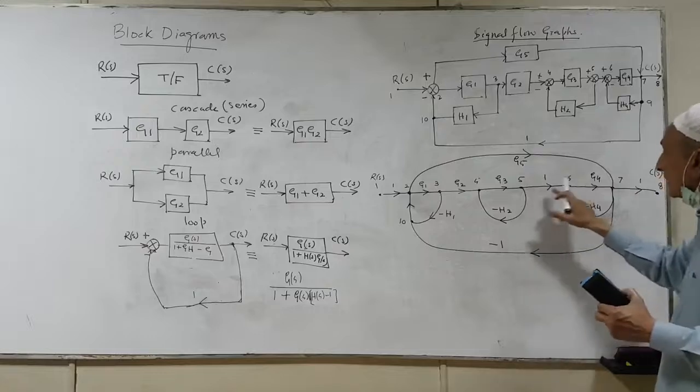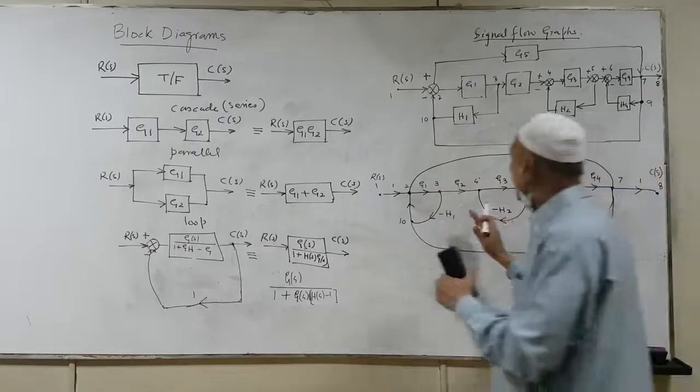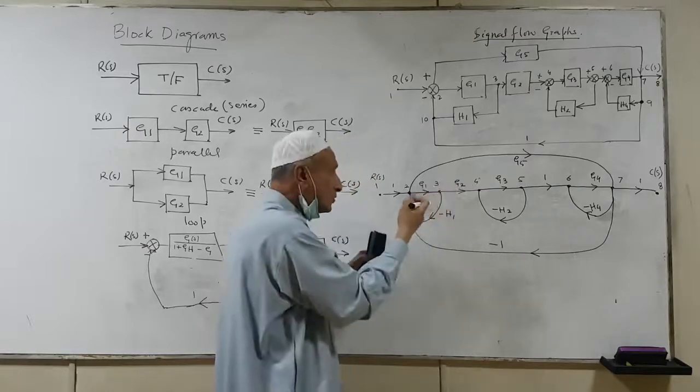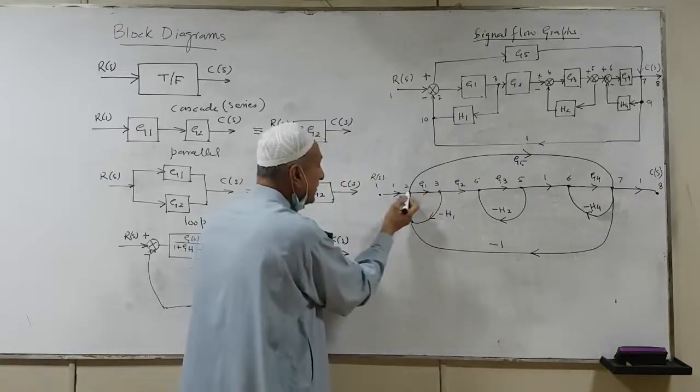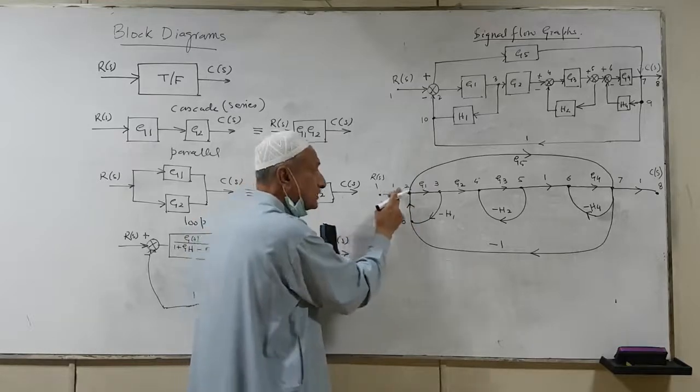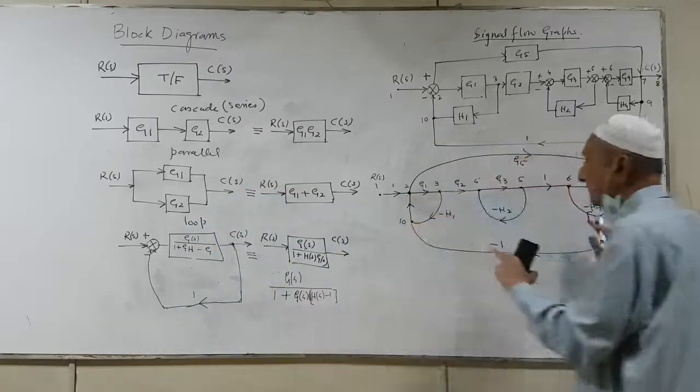So these two nodes are actually not absorbed. 4 and 3 are not absorbed because of the presence of G2 there. Similarly, 1 and 2 are not absorbed because there is an input forcing function. We have to just leave those two as they are.